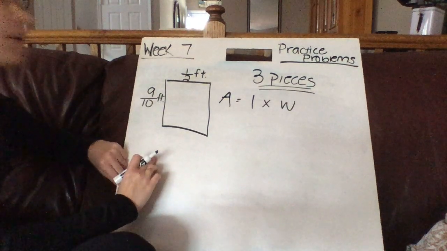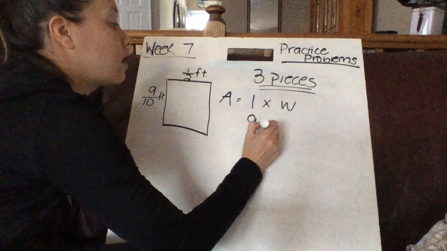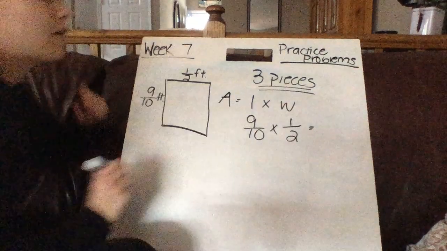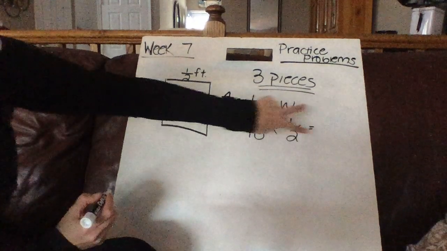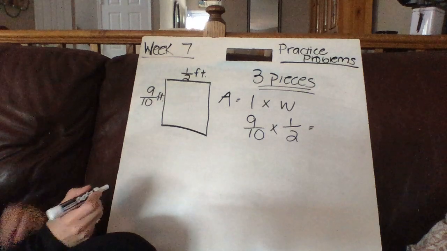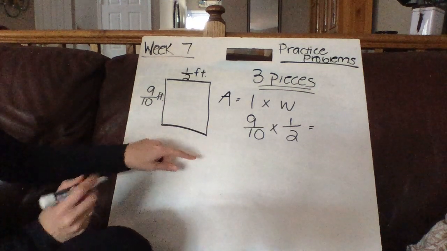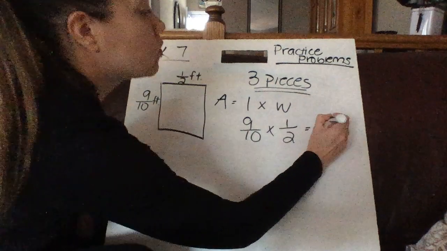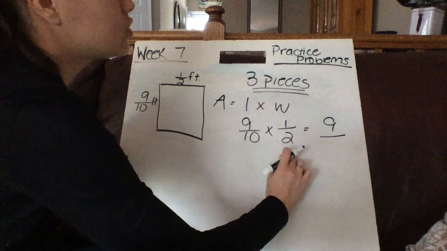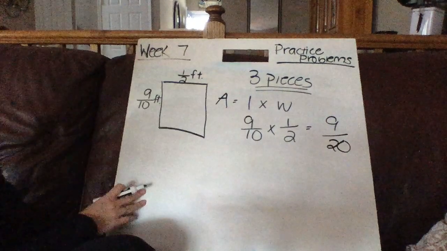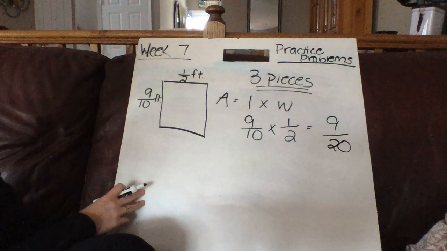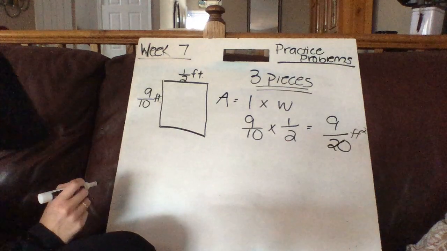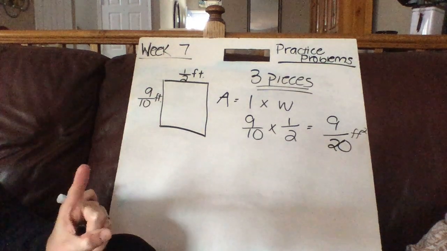So if I wanted to find the area of this piece of construction paper, I'm going to take 9/10 and multiply it with 1/2. Now, if you remember, when we multiply fractions, we simply just have to multiply across, right? We can check to see if we can cross cancel, but if you notice, we actually can't cross cancel, so I'm just going to multiply. So 9 times 1 is 9, and 10 times 2 is 20. Okay, so we have 9/20, and that would be feet squared, because we're talking about area. So this is the area, though, of one piece of construction paper.